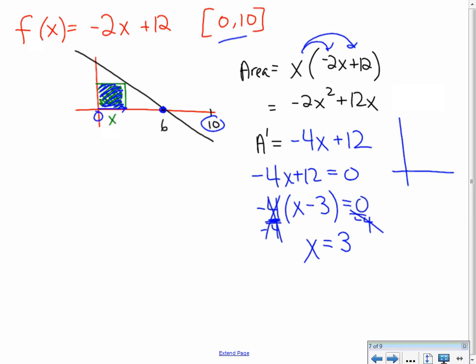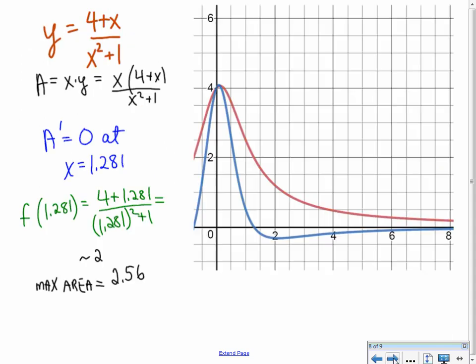So we have an x of 3, and that means that our rectangle is a 3 by 6 rectangle because I plugged in 3 into the original function, and I got negative 6 plus 12. So 18 is my largest area there. How about that? Now let's do a more complicated one.